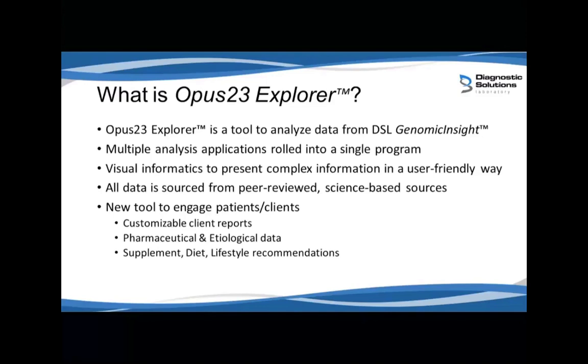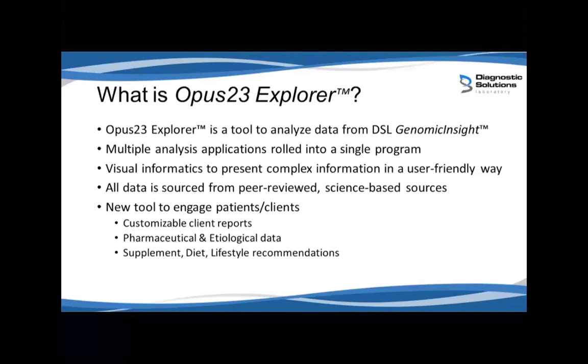And within Opus 23, you're able to provide customizable client reports, so you can provide as many reports as you want to your client. You can also provide information on pharmaceutical and etiological data. So you're able to see exactly how their SNPs are interacting with medications they might be on, or medications they might potentially go on. So we can get in front of drug interactions and side effects that people experience. And then etiological data as well. When we say etiological data, we're looking at potential factors that are contributory to things that they should avoid in order to avoid making certain health conditions worse.